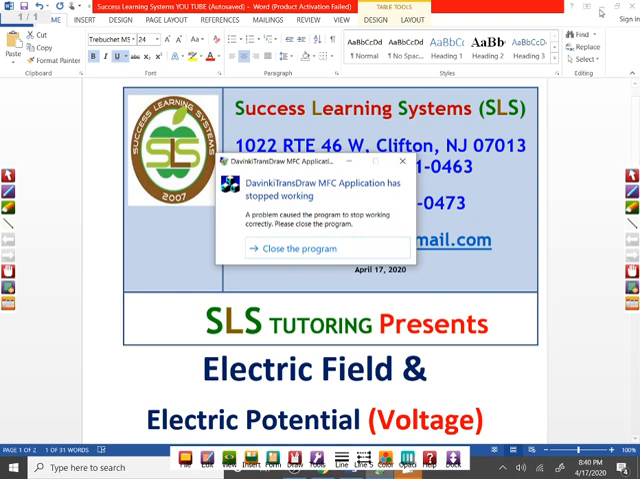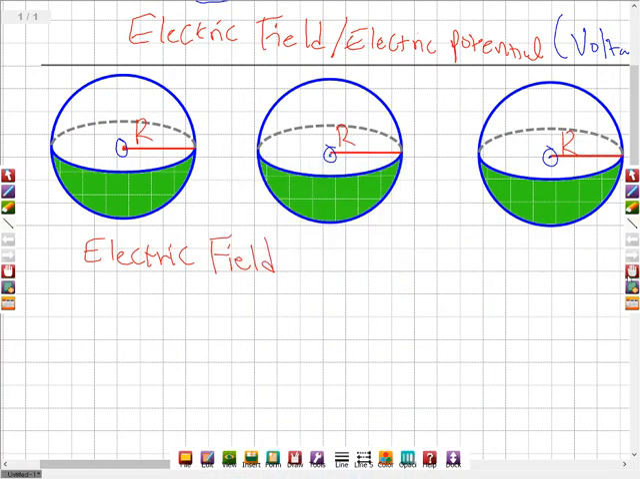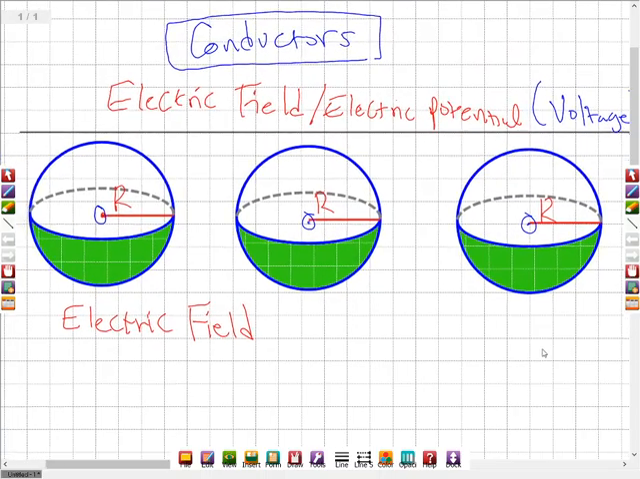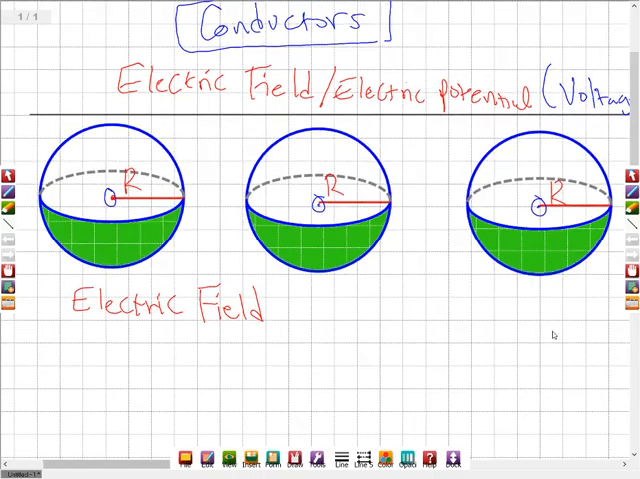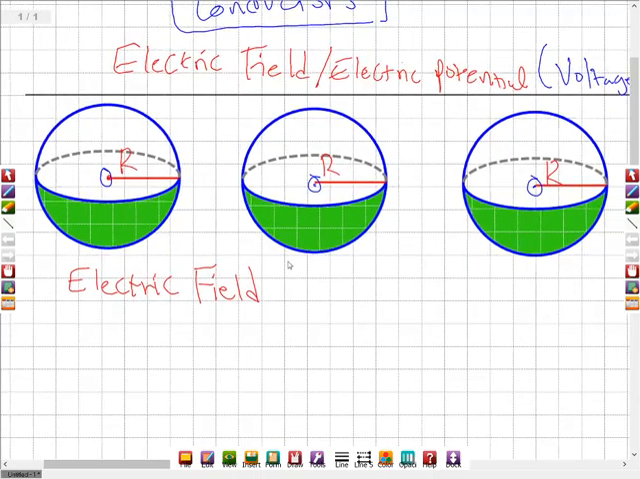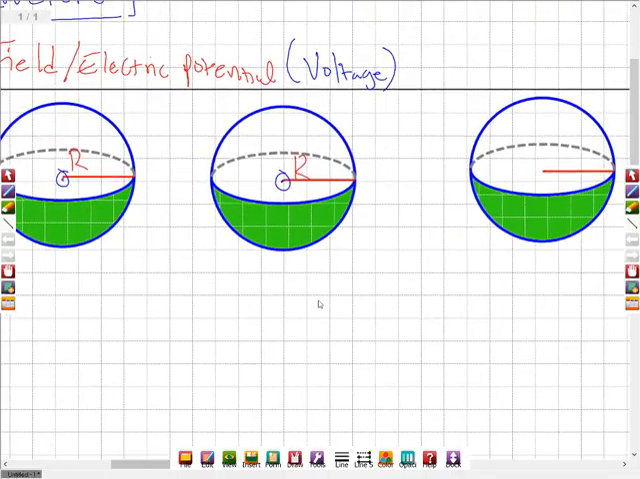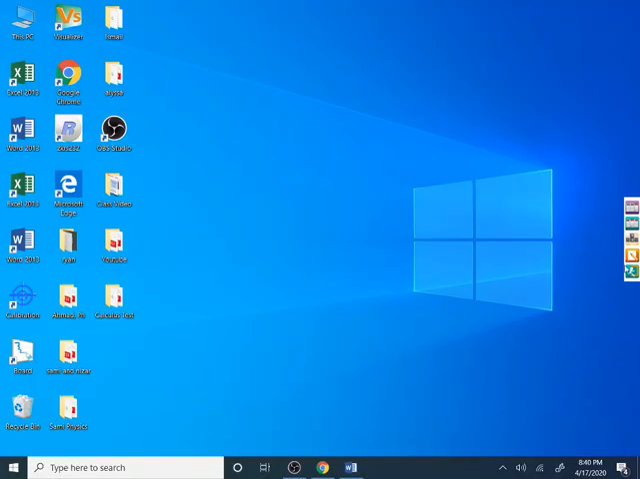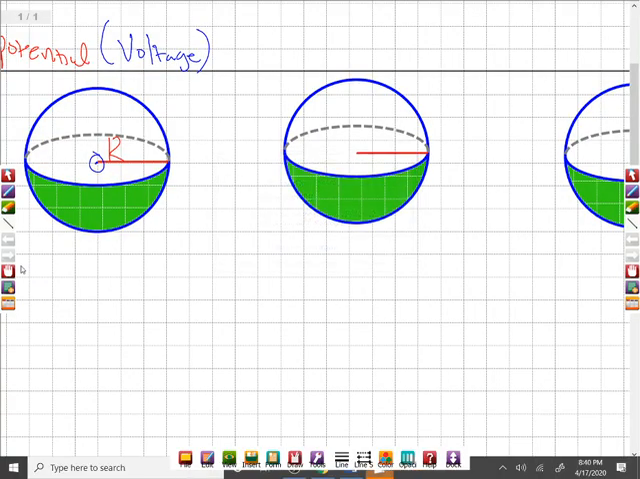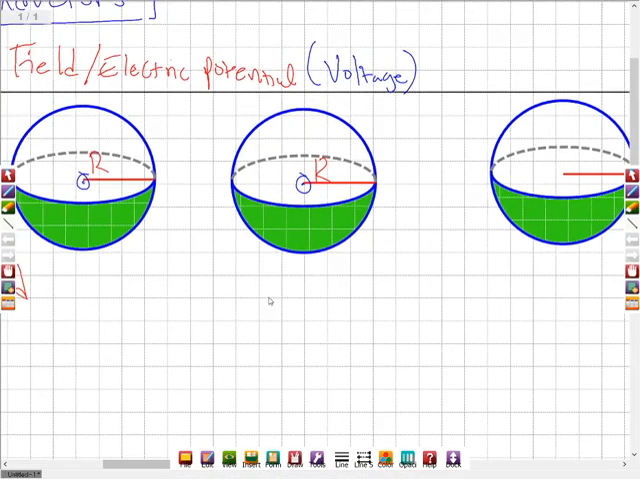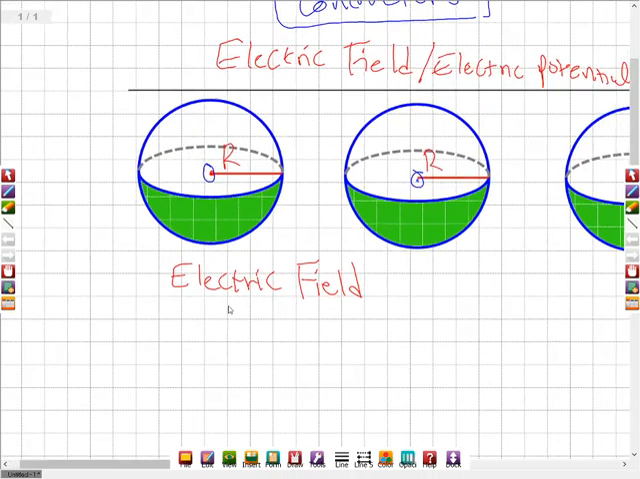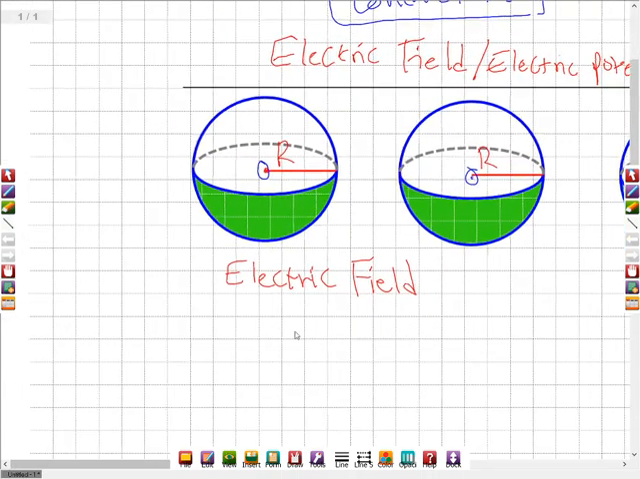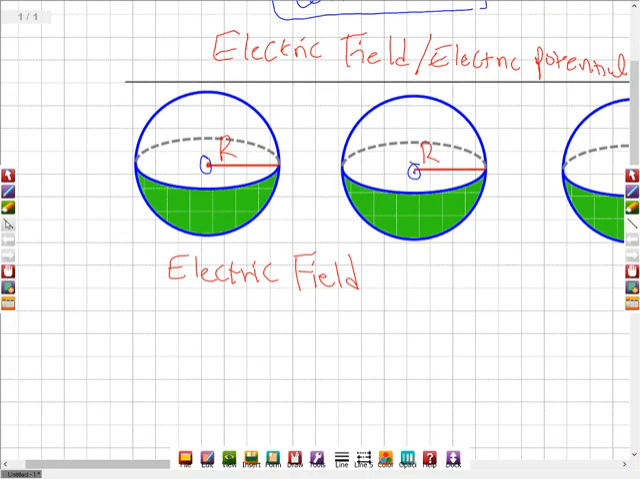To save your time, I did some of the job. This is what we have to do: conductors, electric field, and electric potential for spheres. I drew the spheres. I have too many spheres here. I'm going to explain why I have all these spheres. First, we're going to start with the electric field for these spheres.